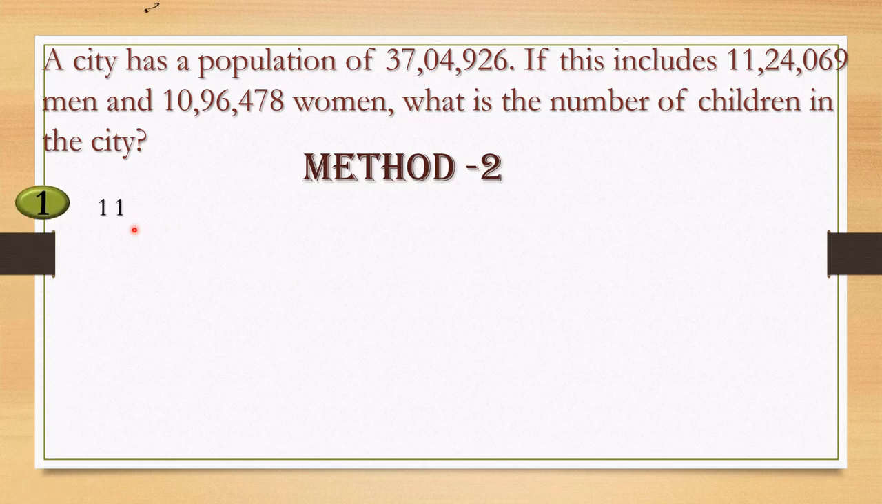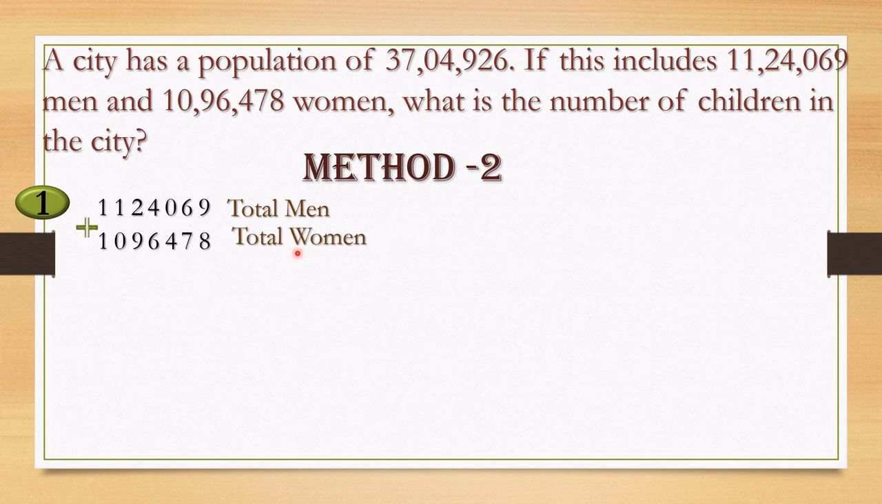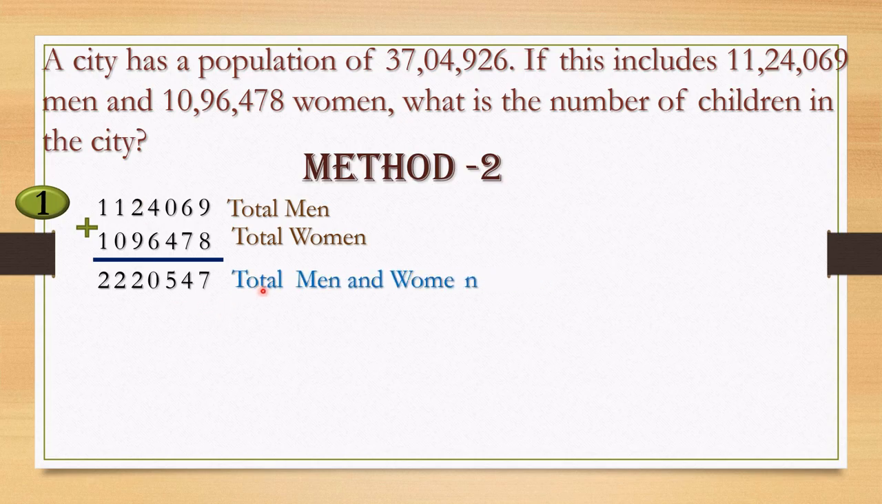See here, first I am going to add the number of men, okay, and the number of women. We will add. See here, 9 plus 8, 17, 1 carried over, 7 2s are 14, now 4, then 1 carried over, this is 5, then 6 plus 4, that is 10, 0, 1 carried over, this is 12, 1 carried over, this is 2, and again this is 2, isn't it? What is this? This is total men and women from that city.